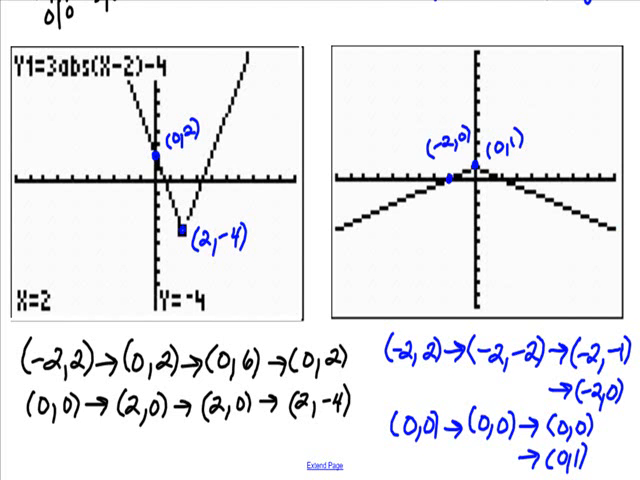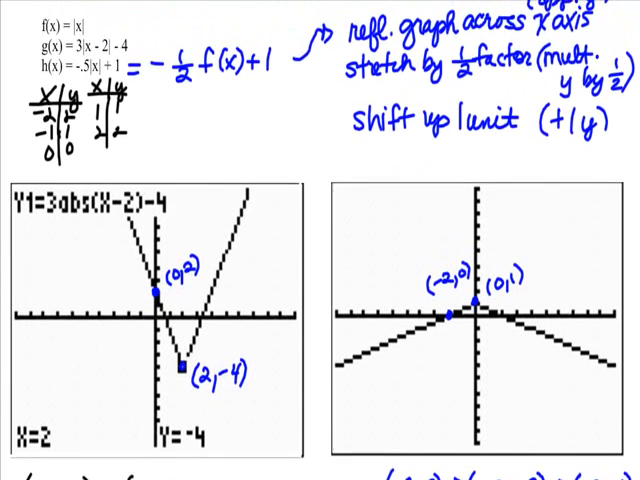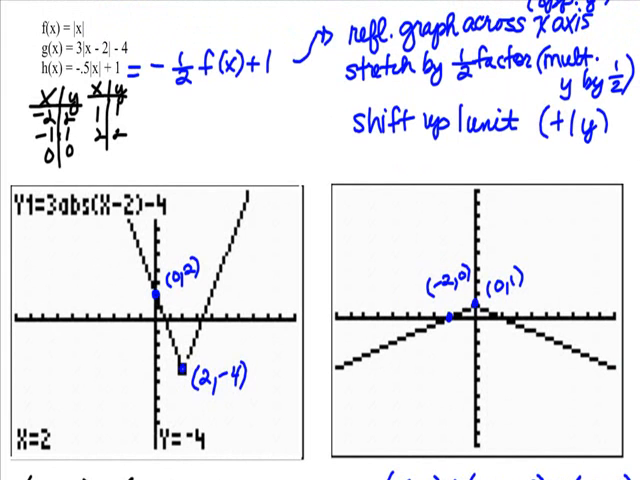Okay. So again, the key is to be able to describe the sequence of changes that will take the parent function to this new transformed graph, and for you to have a basic idea of what the shape of this graph looks like. And of course you can plug that into the calculator to confirm, but please be able to describe it verbally.